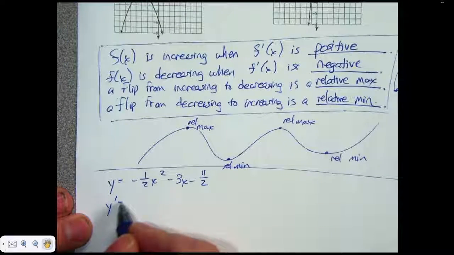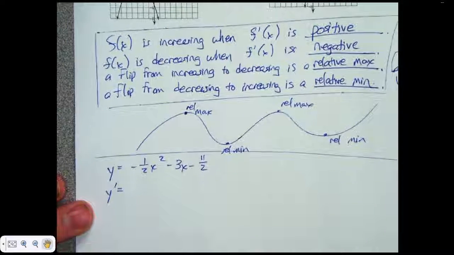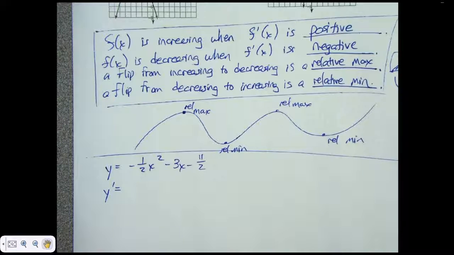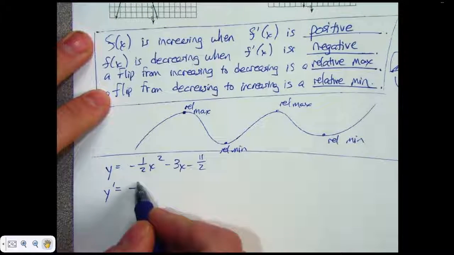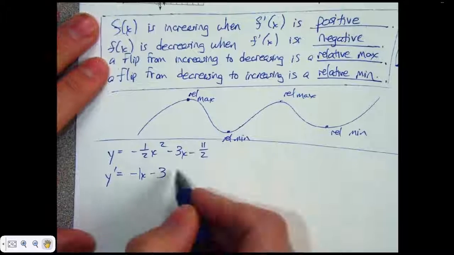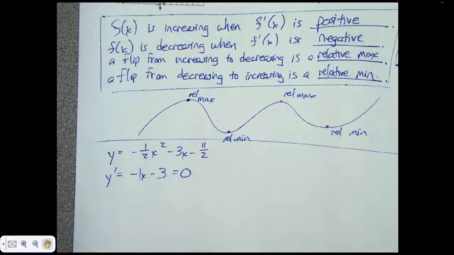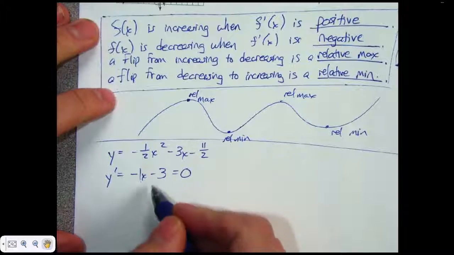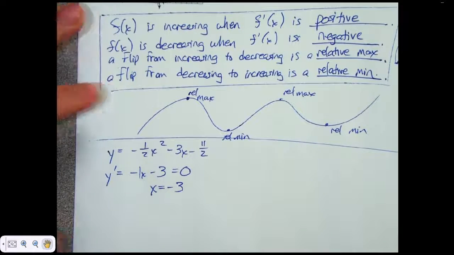So we're going to start by taking the derivative. Because if I want to know where something is increasing or decreasing, that means I want to know the slope. And how do I get to the slope level? Take the derivative. So the derivative here would be negative 1x minus 3. I'm going to set that equal to 0 and I'm going to solve. So in this case, I get x equals negative 3.